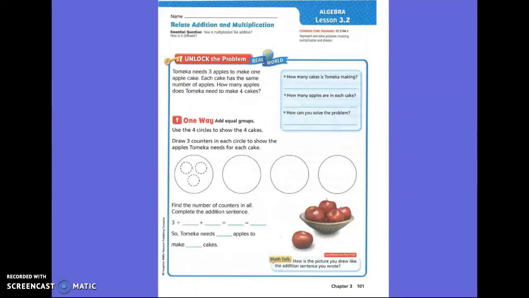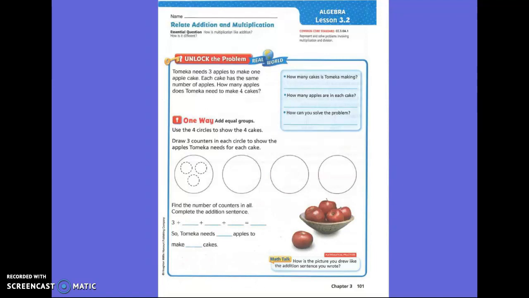Boys and girls, today we are going to write addition sentences and multiplication sentences for models. Please read the story for this problem. 3 apples to make 1 apple cake. Each cake has the same number of apples. How many apples does Tamika need to make 4 cakes?